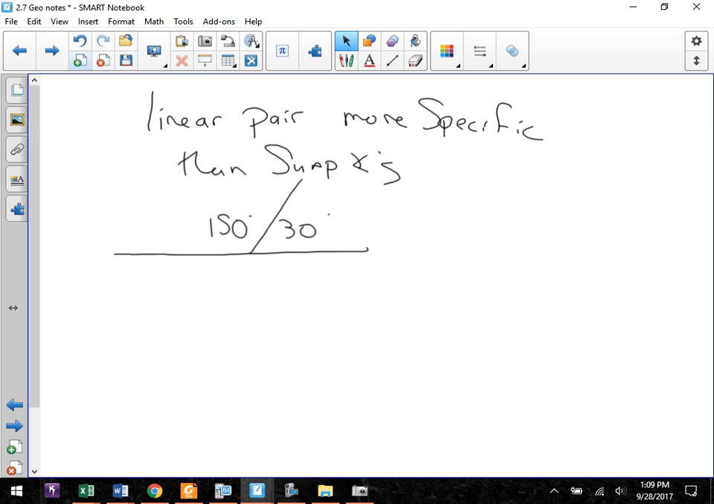Two angles that are next to each other create a line. Well, there's a 30. There's a 150. Those are still supplementary, they just still make a line. Okay? That's review. We knew that.